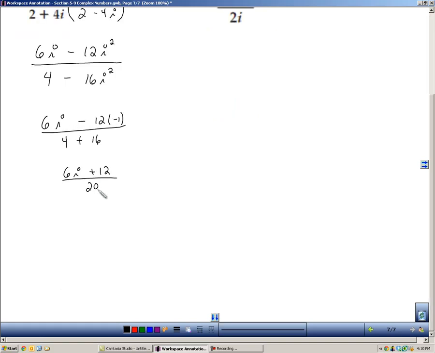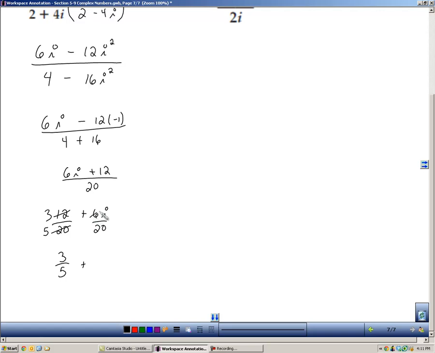Now there's one more step of simplification I have to do, and that's I'm going to put the 12 first, and I'm going to put both of these over 20. And the reason I write it this way is because this is the real part and this is the imaginary part. So now we'll reduce. 4 goes into 12 3 times and into 20 5 times. So this reduces to 3/5.